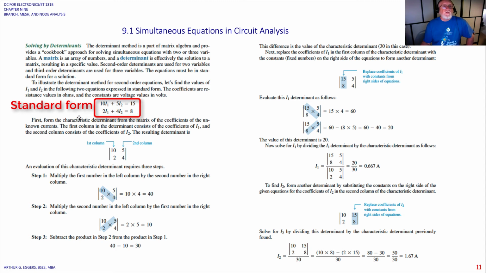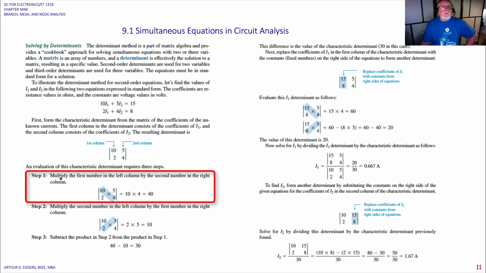First, we form the characteristic determinant from the matrix of the coefficients of the unknown currents. The first column in the determinant consists of coefficients of I sub 1. The second column consists of coefficients of I sub 2. And we can see that here, column 1, column 2. So the resulting determinant looks like this when we extract those coefficients.